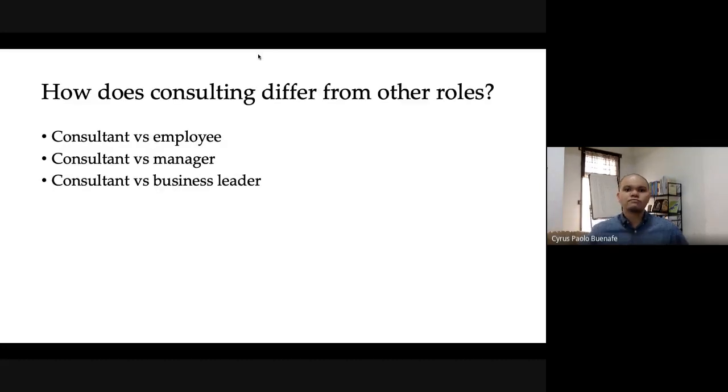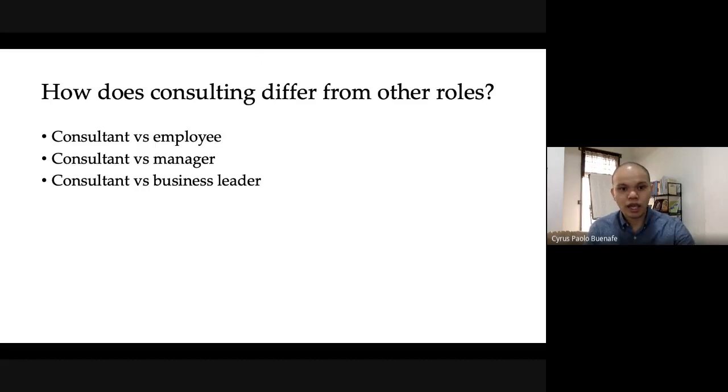Now, how does consulting differ from other roles? Well, we have three references here, or three possible roles: an employee, a manager, and a business leader. If you are an employee, as we said earlier, a consultant is somebody who is independent and doesn't work for the client's company, in which case they're not employees. So that's pretty obvious at this stage. They can be contracted by the client company to do work for them, but they're not employees.